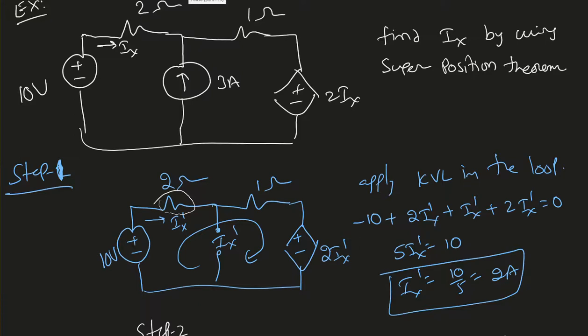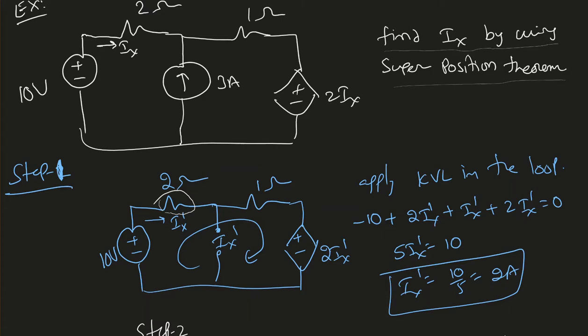Here is another example solved by using the superposition theorem. Here we are asked to find Ix by using the superposition theorem. Ix is the current passing through the 2 ohm resistor, and we have a 10 volt independent source, a 3 ampere independent source, and 1 dependent source.